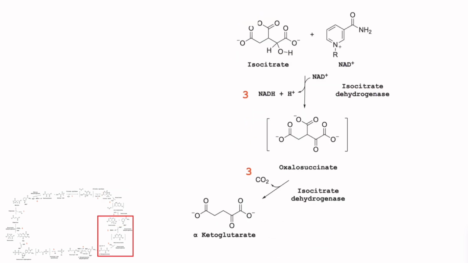In step 3, we start with isocitrate and form alpha-ketoglutarate through the intermediate oxalosuccinate. The alcohol on isocitrate is oxidized to a ketone and the hydrogen leaves and reduces NAD+ to NADH. The intermediate oxalosuccinate is then formed. An oxidative decarboxylation reaction occurs, releasing a CO2, forming alpha-ketoglutarate.